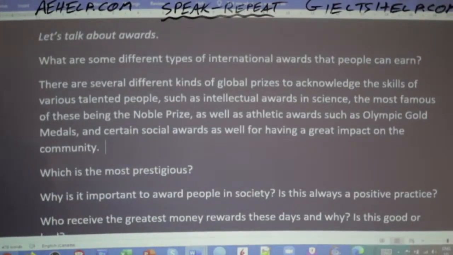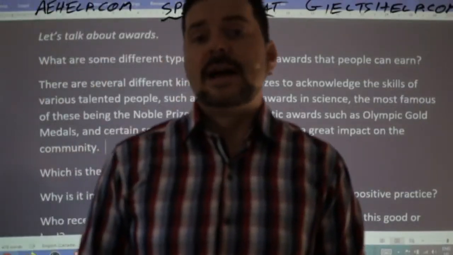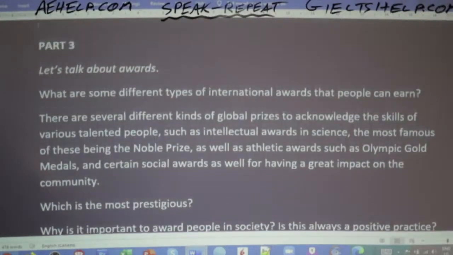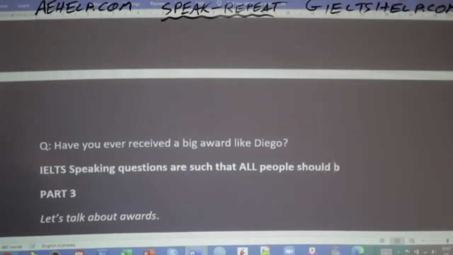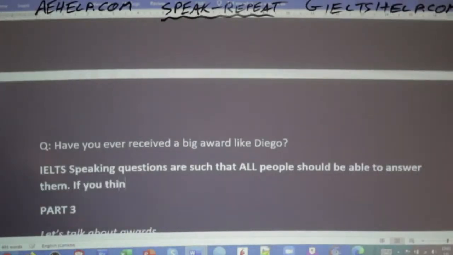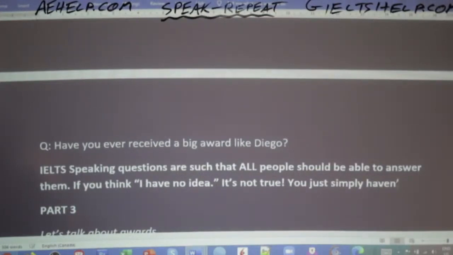You should never think that you don't know or you don't have an idea, okay? So here's a little tip. If you ever think that you don't know, it's not that you don't know, it's that you're not thinking about it, okay? So IELTS speaking questions are such that basically all people should be able to answer them. If you think, I have no idea, it's not true. You just simply haven't thought about it the right way.